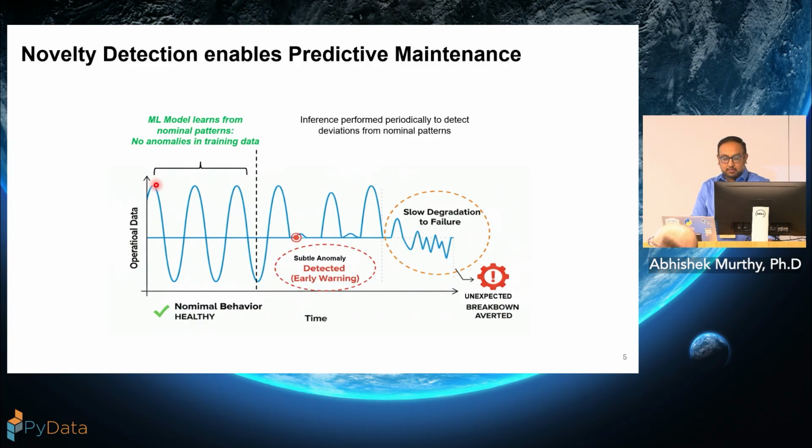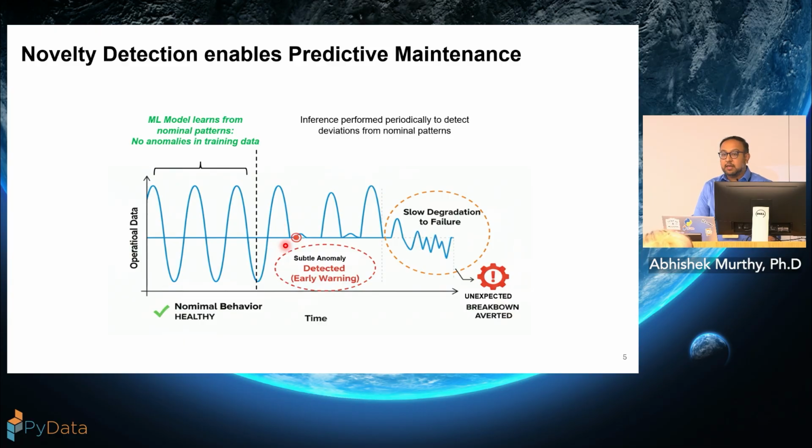The model essentially learns to recognize what nominal, normal patterns are, and therefore can recognize any deviations from nominal behavior. And that's the definition of novelty detection: identifying new patterns that we had not seen during training. How can we use this? At least in the IoT world, it enables what is known as predictive maintenance. If an asset was working fine till now and you start observing deviations from the normal, the model picks up some of these deviations.